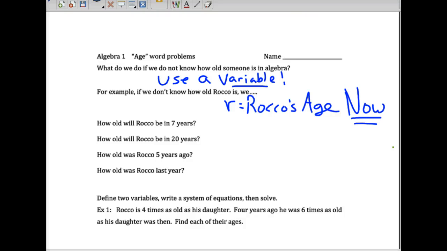Right. We started without you. We apologize for starting a few minutes without you guys, but we're talking about age word problems using variables. And if we don't know how old someone is, we use a variable to define it.